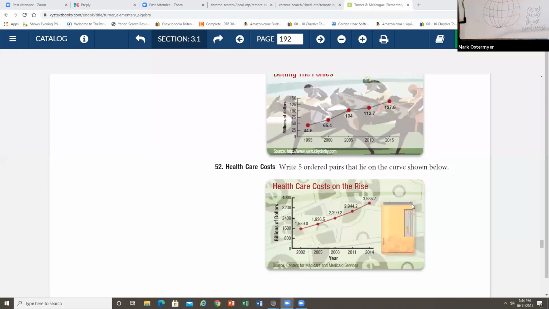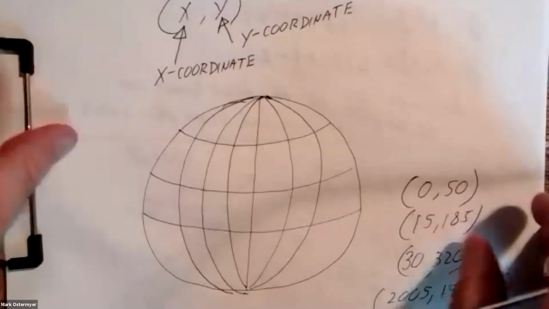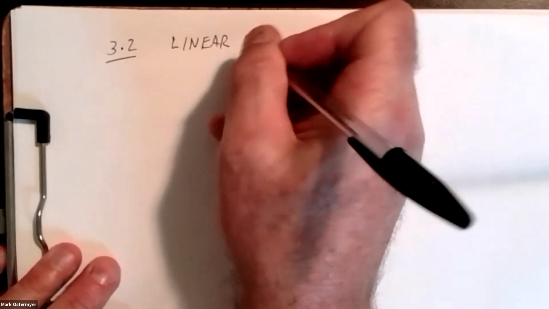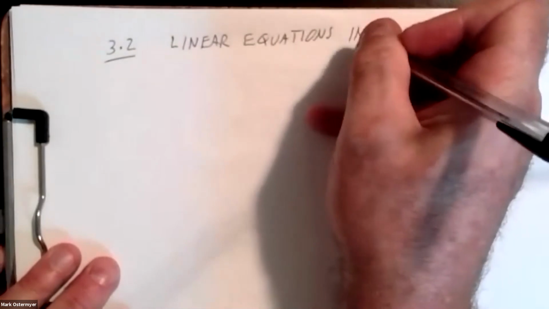Okay. So any questions how we're plotting points in the XY plane? Are we good on this? Any questions about the XY plane in general? Well, if we're able to plot points like that, then we can move onwards to section 3.2 now. And in section 3.2, we're going to start working with what are called linear equations in two variables.